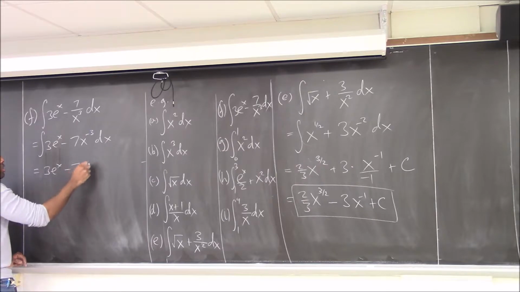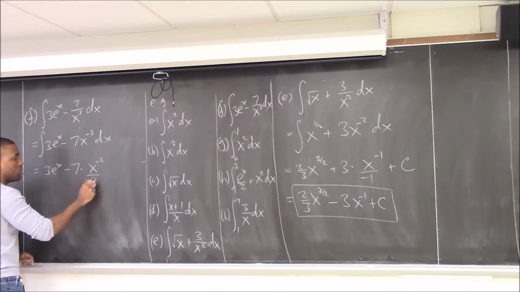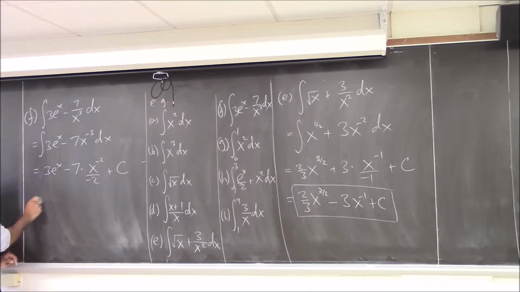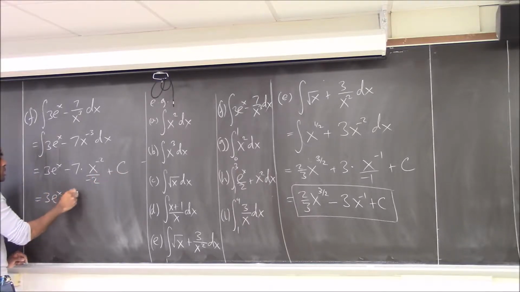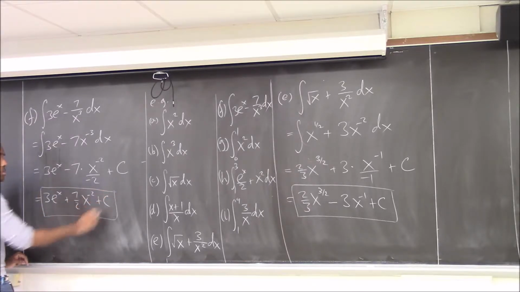This one, you add 1 to the power, so you get minus 2, divided by the new power, minus 2. And so that just becomes 3 e to the x plus 7 over 2.